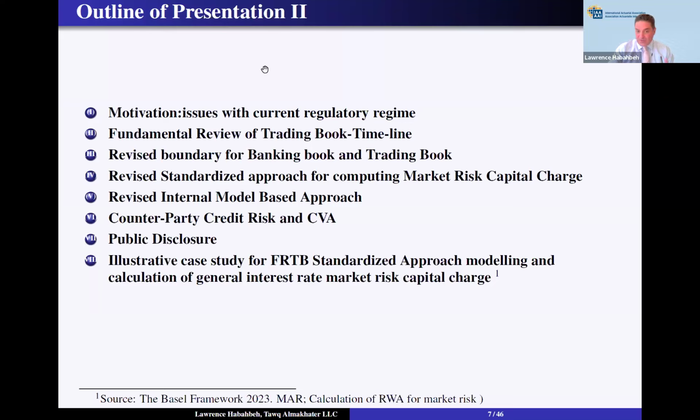We'll look at the different components of the internal model-based approach. We'll look at the counterparty credit risk framework, the CVA evaluation, and the public disclosure. And we will end with an example to compute the risk-weighted assets for market risk for a portfolio that has exposure to general interest rate risk in its book.